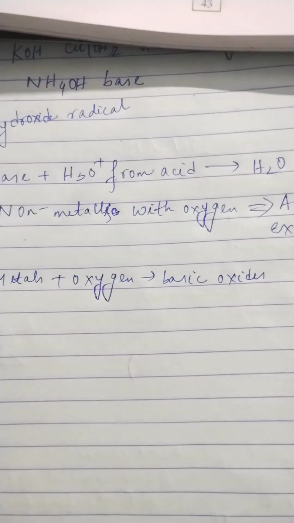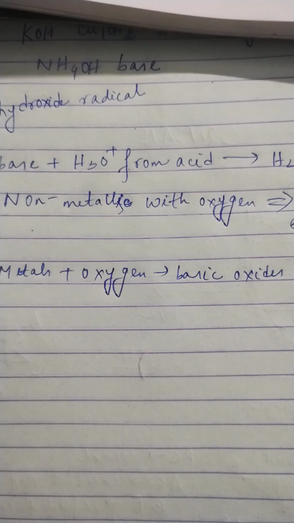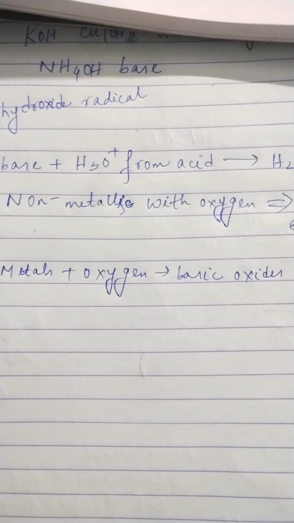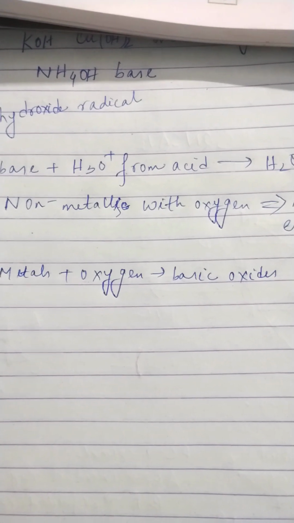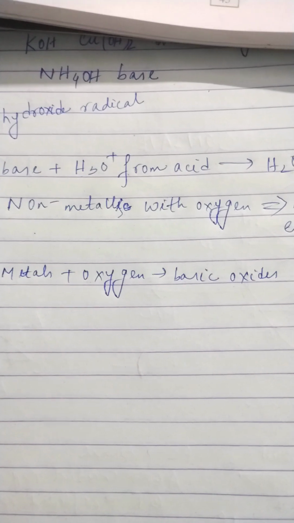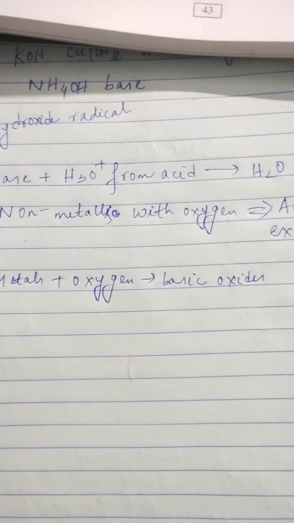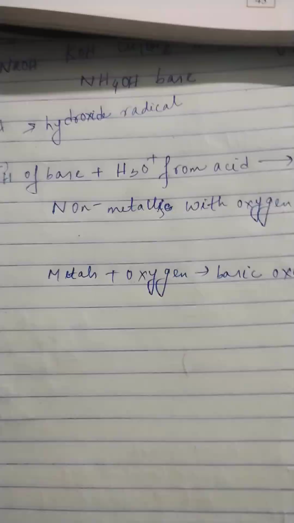A basic oxide is a metallic oxide which contains the oxide ion. It will contain oxide ions and react with an acid to form salt and water only. Oxide means, what is the radical for oxide? O2 minus. Oxide is O minus 2.